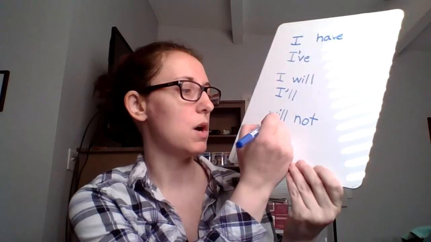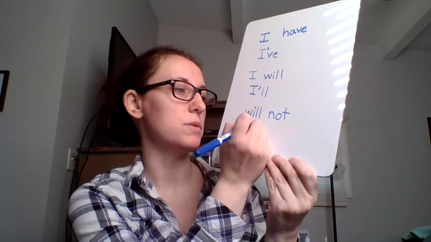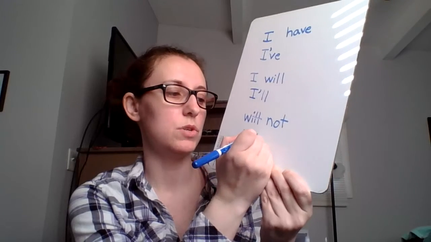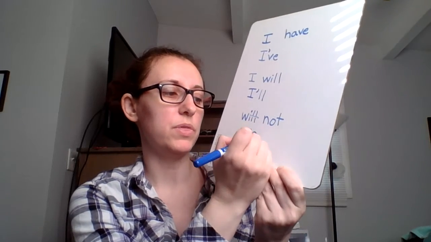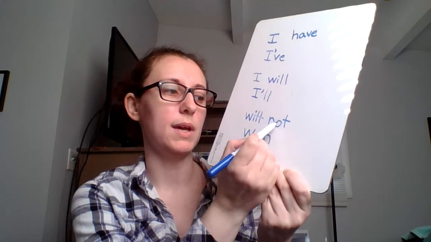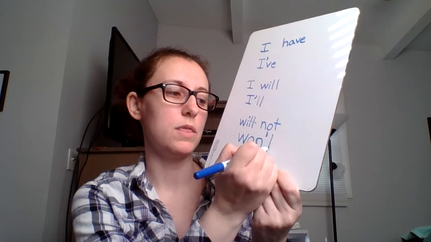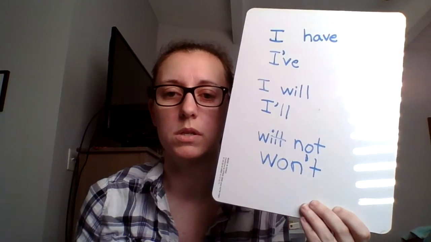So we're still getting rid of the O, but what we're going to do is get rid of the I and the LL, and we're going to change that to an O. So it's W. If we get rid of the I and the LL, change it to an O, then we put the N, and we know that we get rid of the O, change it with an apostrophe, and then we have T. So won't is what will not becomes.